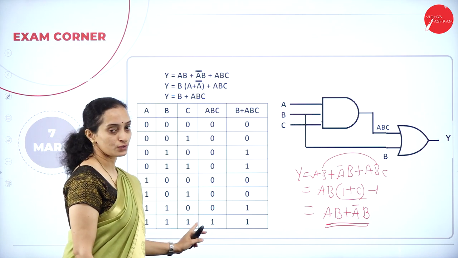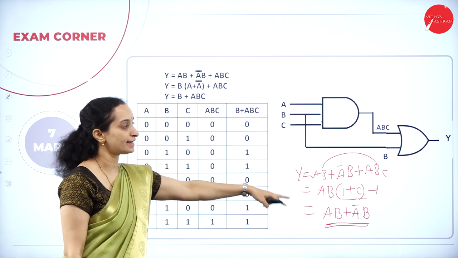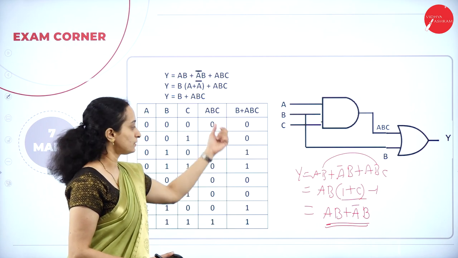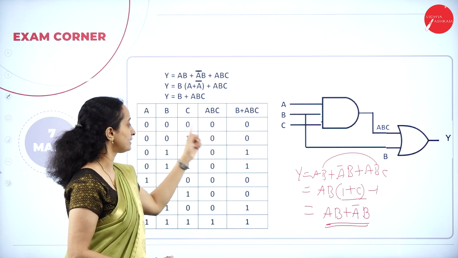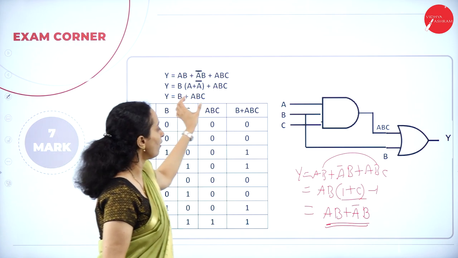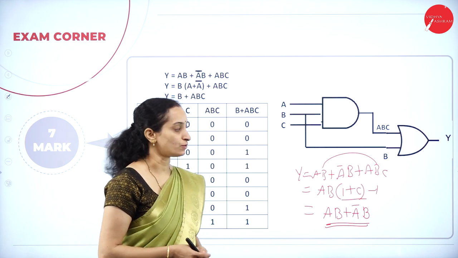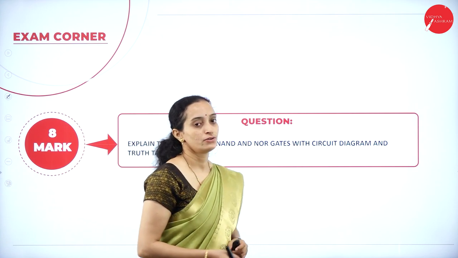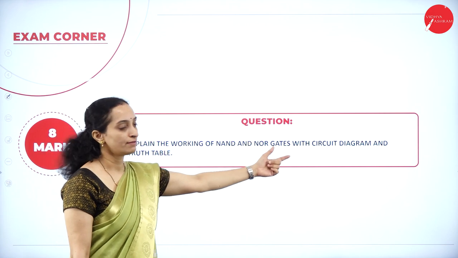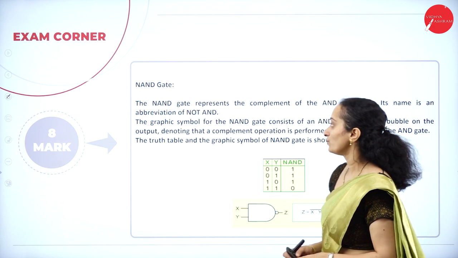Try to draw the truth table for the expression you got. If it is AB plus A dash B, or B plus ABC, you can draw the truth table with A, B, C, combining these two. And for the expression, you can draw the logical circuit. Okay. The next question you have is, explain the working of NAND and NOR gates with circuit diagram and truth table. Okay. Answer, you know about it.